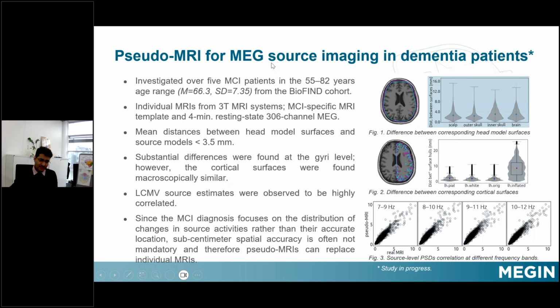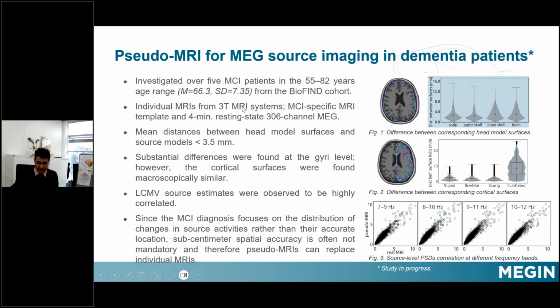Most recently, we presented the use of pseudo MRI in dementia patients. So we used 5 MCI patients, and their age range was 55 to 82 years. And this was from the BioFind data set. So it was again cohort retrospective data.